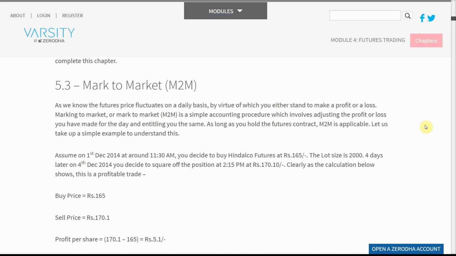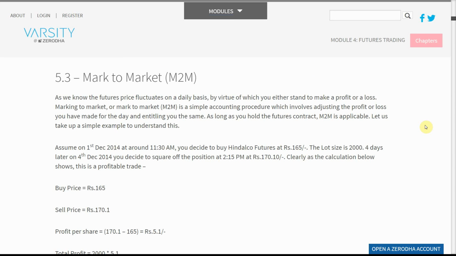5.3 Mark-to-market, M2M. As we know, the futures price fluctuates on a daily basis, by virtue of which you either stand to make a profit or a loss. Marking-to-market, or mark-to-market M2M, is a simple accounting procedure which involves adjusting the profit or loss you have made for the day and entitling you the same. As long as you hold the futures contract, M2M is applicable. Let us take up a simple example to understand this.